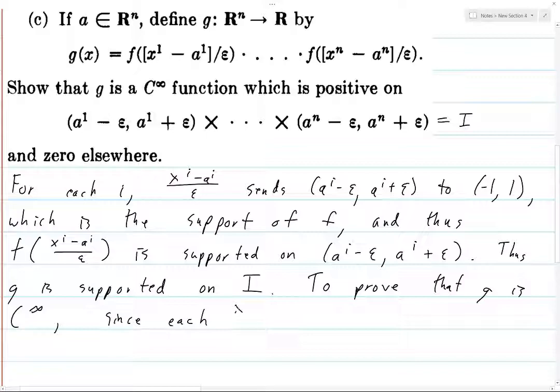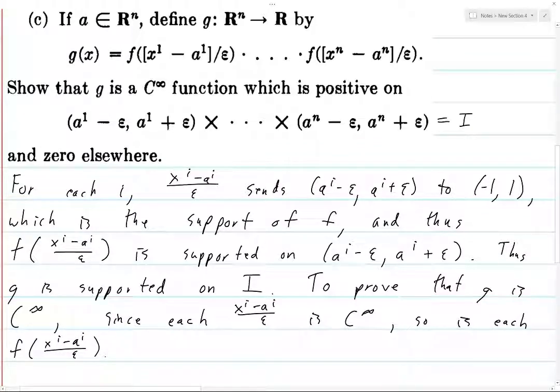Since each function xi minus ai over epsilon is C infinity, so is each f of xi minus ai over epsilon, because this is just a composition of two C infinity functions, and as we've discussed, compositions of C infinity functions are C infinity. And the fact that f is C infinity was proven in part A, not part B, because part B uses a different function f by the same name. Okay, so each of these is C infinity.